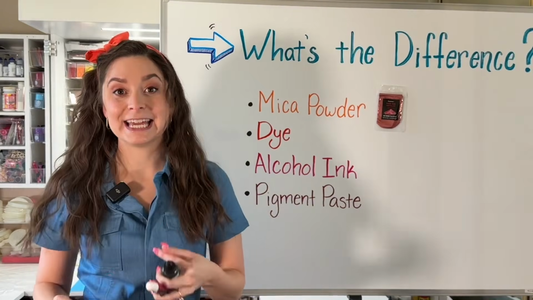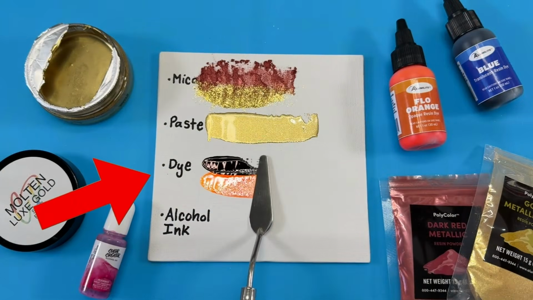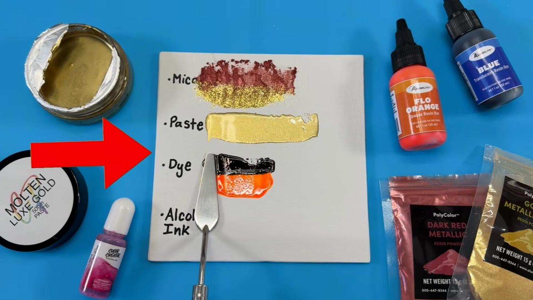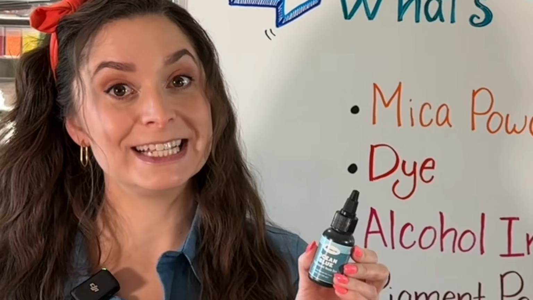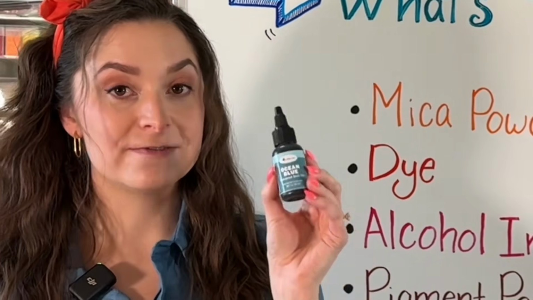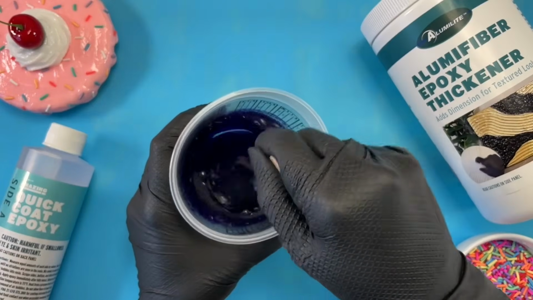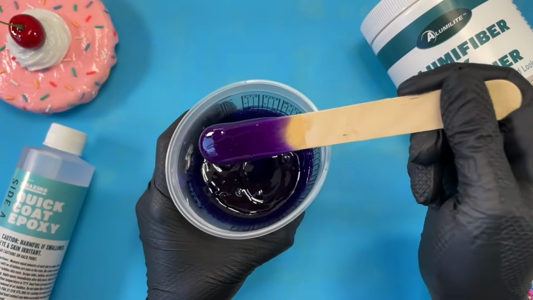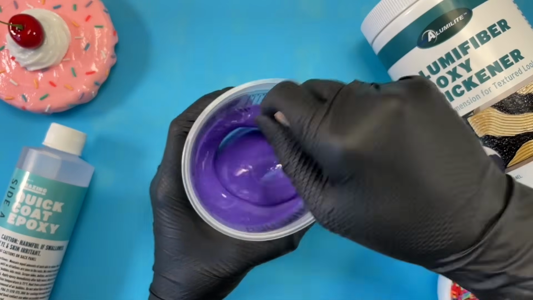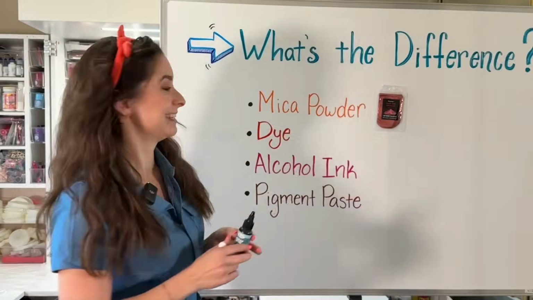The next one is dye. Alumilite actually has two different types of resin dye. We have a translucent and an opaque. This is a very, very concentrated formula, so a little bit goes a long way. You just need a tiny dab of this to color your whole entire piece. So we will get into that later.